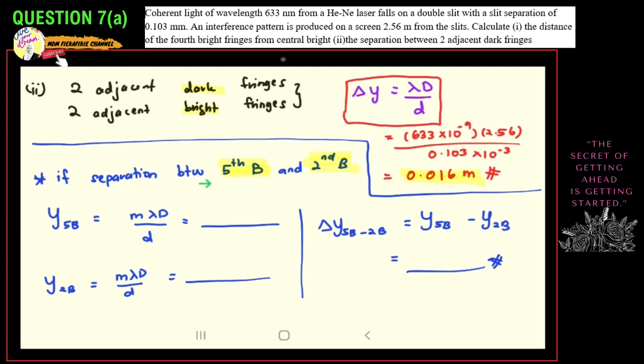But if you want to calculate contoh separation between third dark and the first dark ke, fifth bright and the second bright ke, so apa lagi? Sixth bright and the fourth bright ke, so kena guna cara macam ini, kena kira satu-satu, tak boleh masuk dalam equation ini. Nanti tidak menjawab soalan. Alright, so let's continue. 7b.